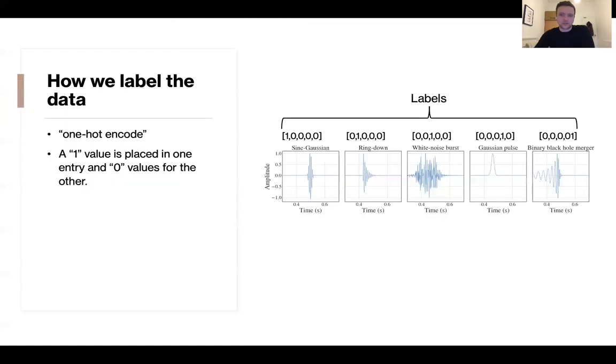So let's get back to gravitational waves. How are we going to label our data? So we have 5 different signals here. We're going to use one-hot encoding, which is just a binary value in one of the entries of your vector. So we have 5 classes, so it's a length 5 vector, and we just put in a 1 in one of the entries to signify the class.